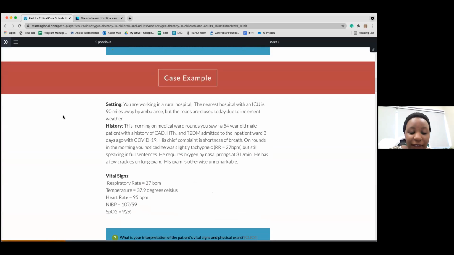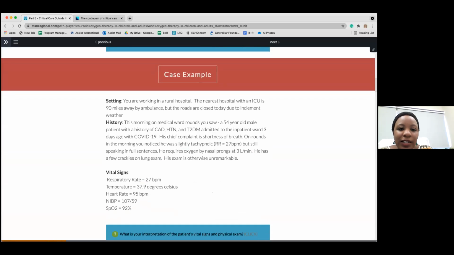Would you like me to go ahead? Please, Karen. Okay, all right, so thank you very much. To continue our discussion, we'll look at this case example. You are the healthcare worker, working in a rural hospital. The nearest hospital to you, which has an ICU, is about 90 kilometers away by ambulance, but it's the rainy season, so the roads are closed.